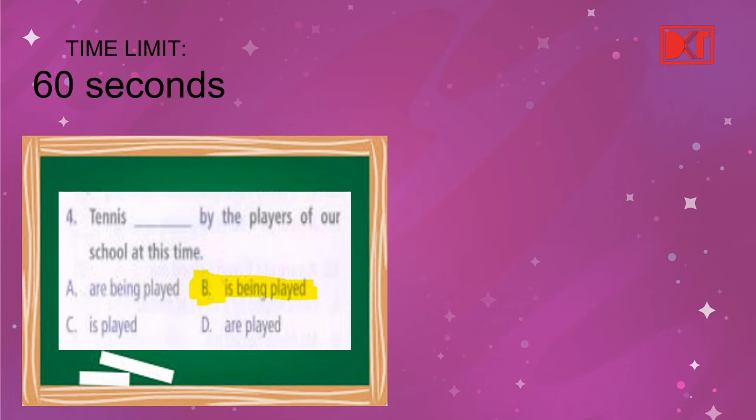Now here you see, we are talking about at this time. So continuous ki baat ho rahi hai, so is being played hoga. Alright, continuous hai. Then the other, A, here are use ho raha hai, but tennis is singular. Then C, played, the past participle is incorrect. And D, are played. Now both these words are incorrect.